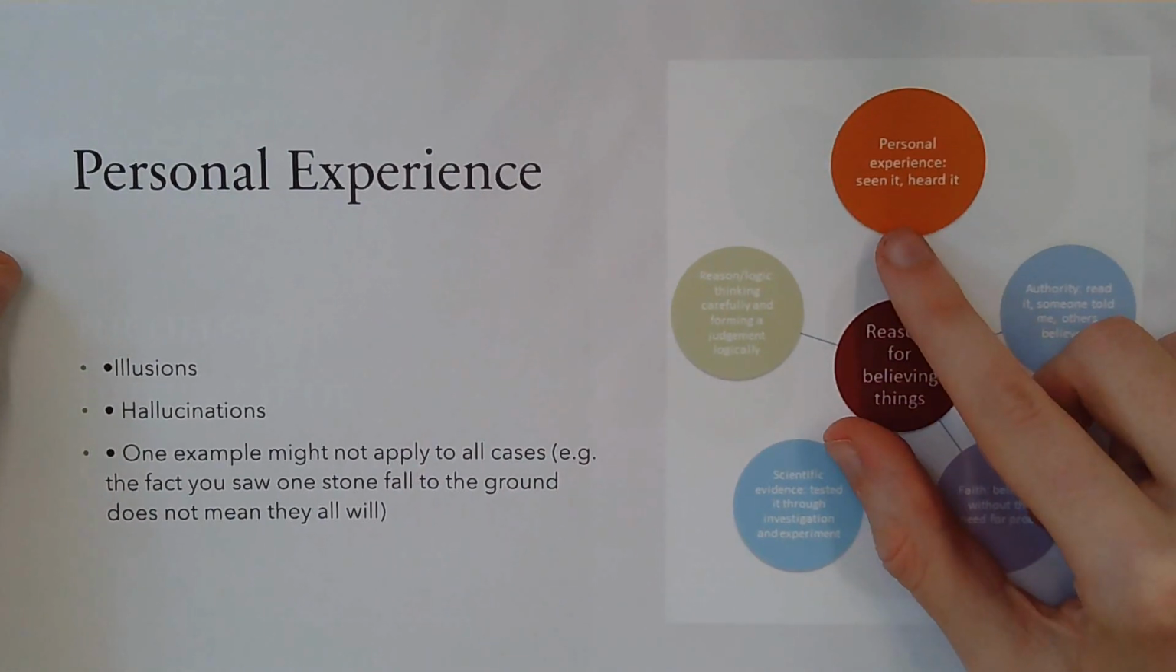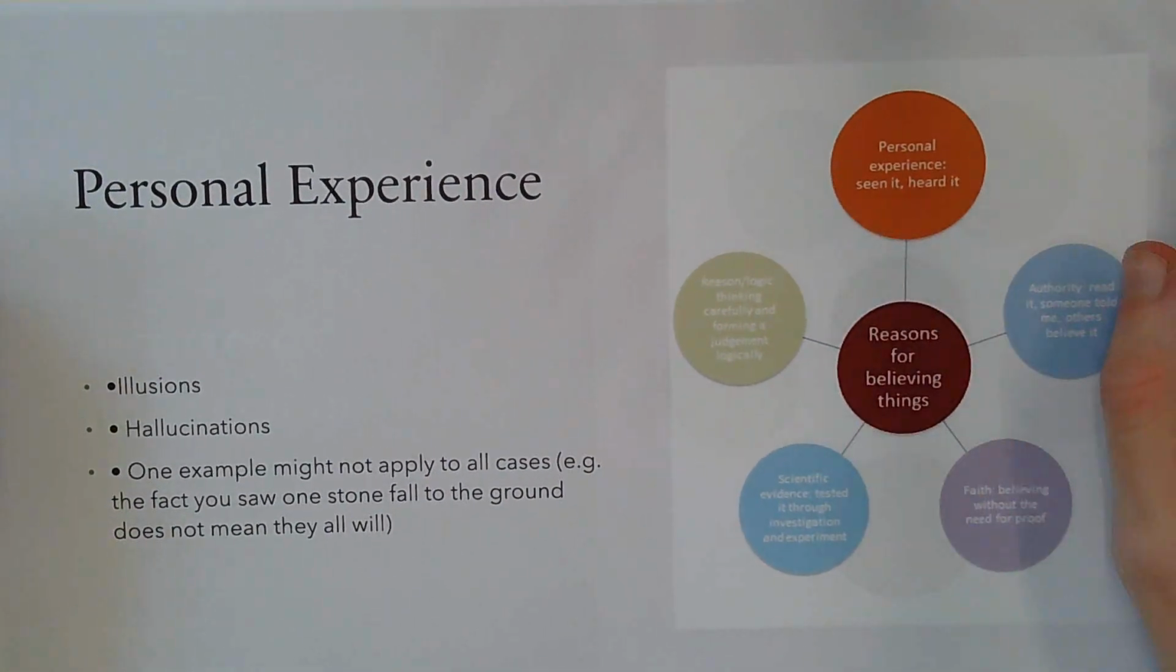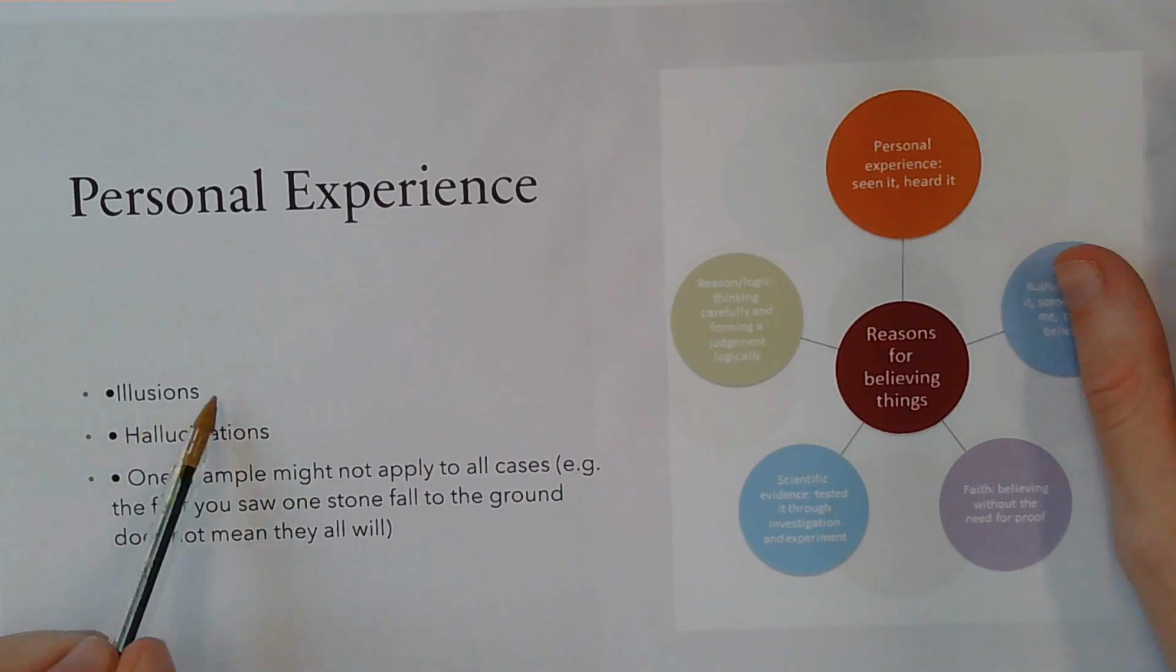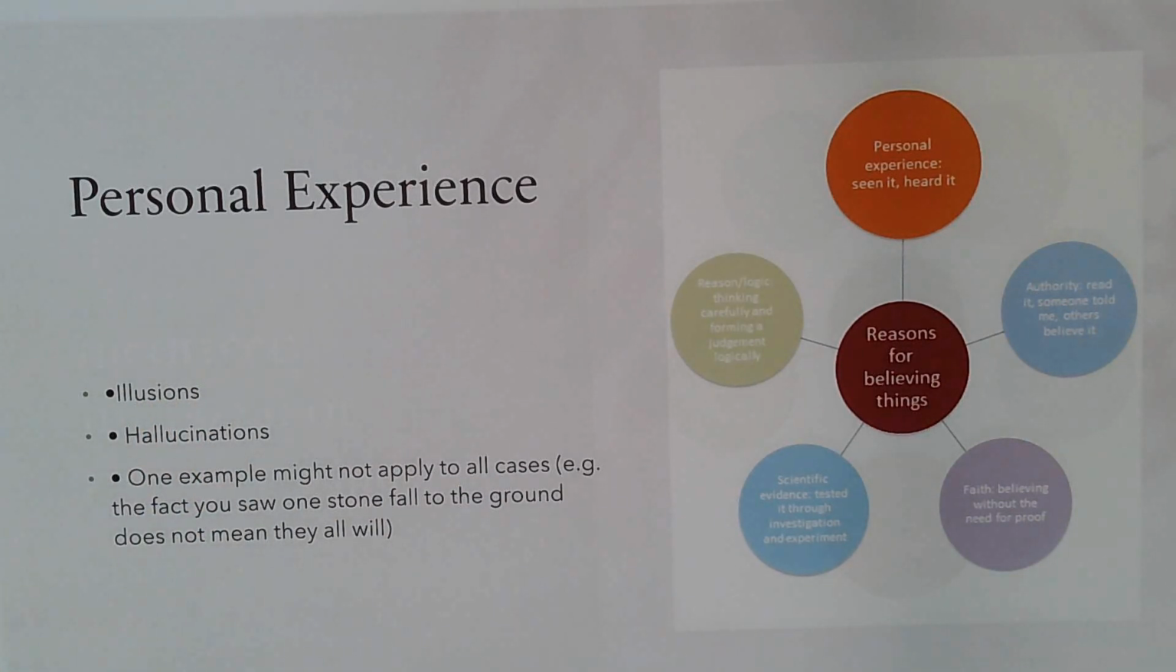So the first one, personal experience, is when we see something or hear it. So often it could be an illusion. An illusion, or hallucination, means you may think you have seen it, or you think you have heard it, but you can't be sure. But then you believe it because you think you heard or saw it.